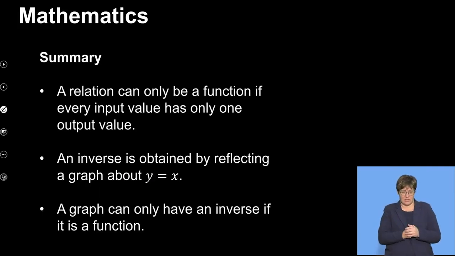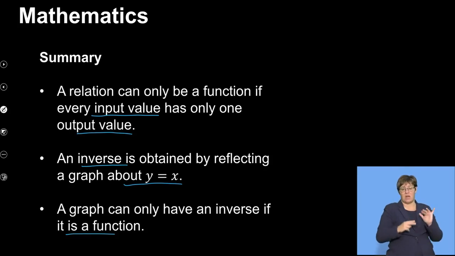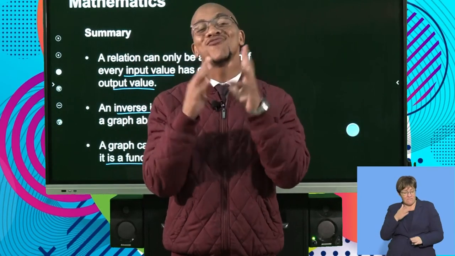Now, just to summarize what we've looked at, guys, a relation can be considered a function if one input value has exactly one output value. And then an inverse is normally obtained by reflecting about y equal to x. And then remember, a graph can only have an inverse if it is a function. Guys, this is really too much information that I hope you manage to take down, and you will be able to use it at a later stage.